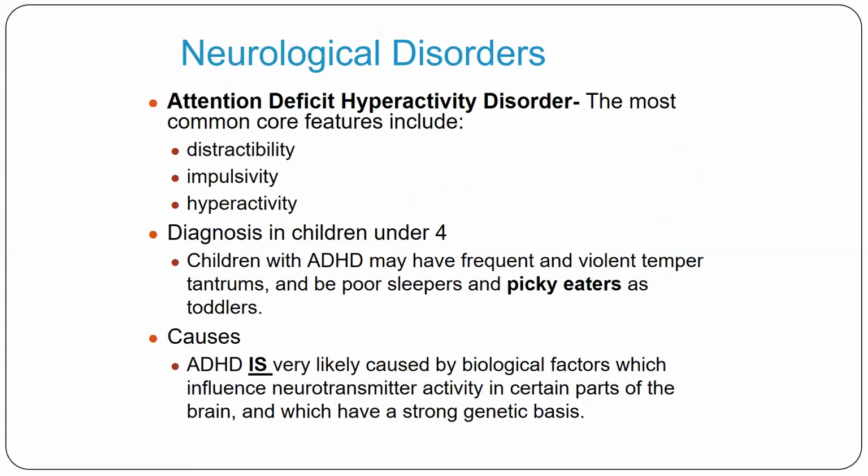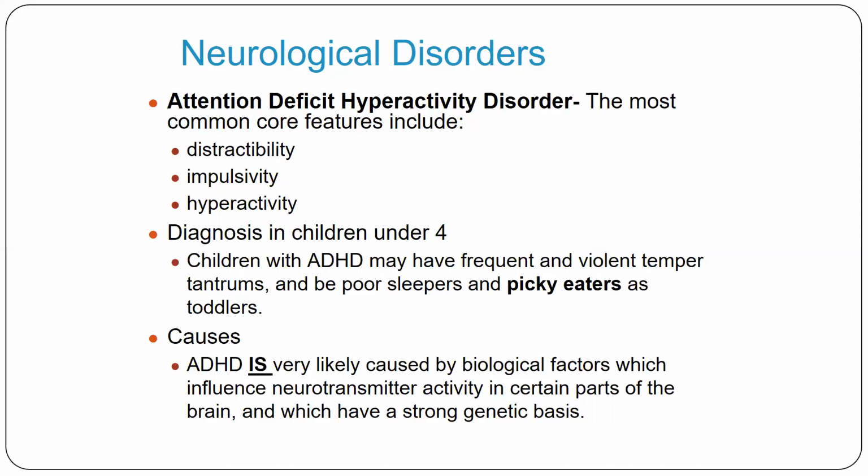All right, attention deficit hyperactivity disorder. This is people who are easily distracted, more impulsive, and are very, very active, hyperactive. This can be diagnosed at any age, and in young children under the age of 4, we would tend to see more frequent and violent temper tantrums, poor sleepers, and picky eaters. Again, children under age 4 all have some of these problems. So determining whether or not it's true ADHD would require the help of a professional.